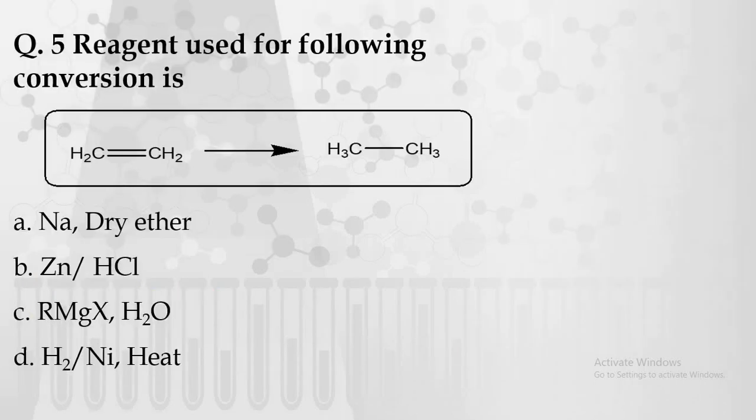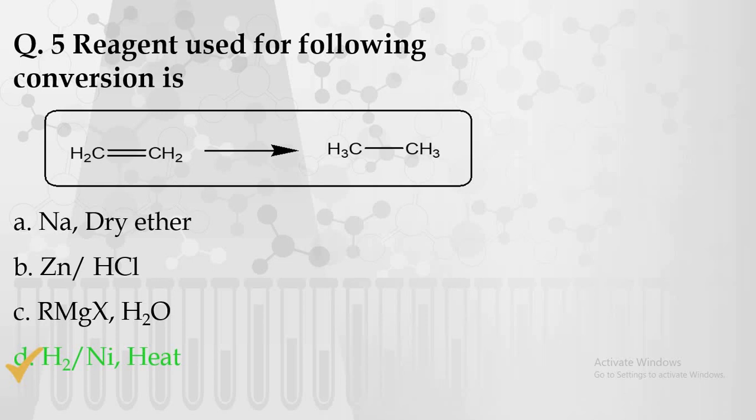Question number 5. The reagent used for the following conversion is. So in this conversion, the reaction is given here. Alkene gets converted into alkane. So this reaction is nothing but the reduction reaction. The options are given: A. Sodium and dry ether, B. Zinc and HCl, C. RMgX and H2O, D. H2 and nickel, heat. And the correct answer is H2 and nickel, heat.